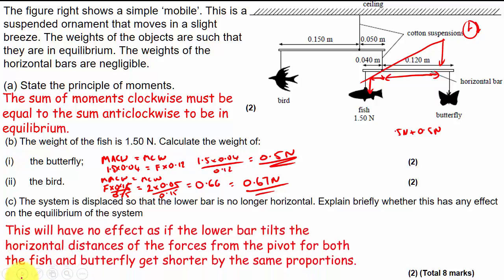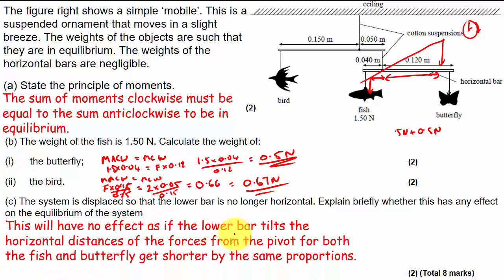Alright, so this will have no effect, as the lower bar tilts, the horizontal distances of the forces from the pivot for both the fish and the butterfly get shorter by the same proportions, so you don't have any effect due to it.